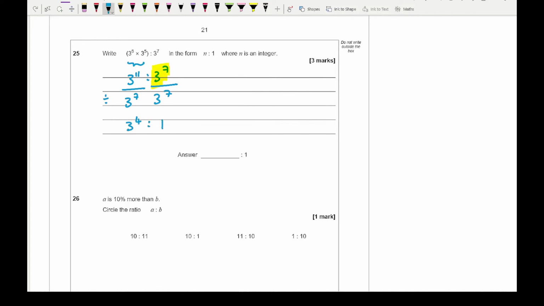Now, the next thing we then need to do is work out what 3 to the power of 4 is actually going to be, which is 3 times 3 times 3 times 3. 3 times 3 is 9. 3 times 3 is 9. So 9 times 9 is 81.